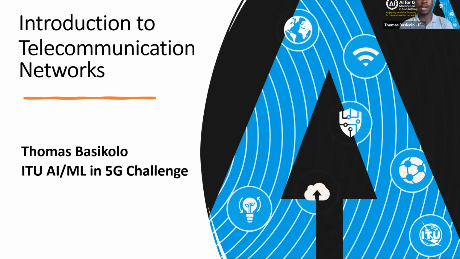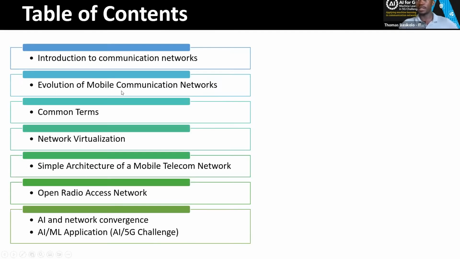What are these computer networks? As we build on these concepts on the telecommunication networks. So to get started, this is the table of contents. You see that we have quite an interesting agenda. We have the introduction to communication networks. We are going to talk about the evolution of the mobile communication networks, common terms that are used. I will introduce some of the terms that you may see from time to time. We'll talk about network virtualization, a simple architecture, especially the 5G architecture for mobile communication. And then we are talking about the application of AI, as well as the AI and network convergence.